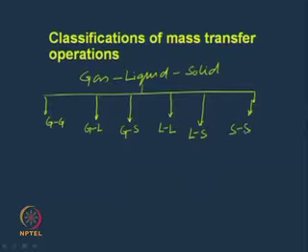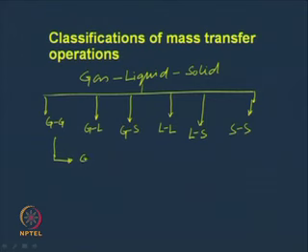With these 6 combinations, if we consider gas gas systems, we can see most of the gaseous components are miscible in each other. So, this type of process, gas gas system, is not practically realized.